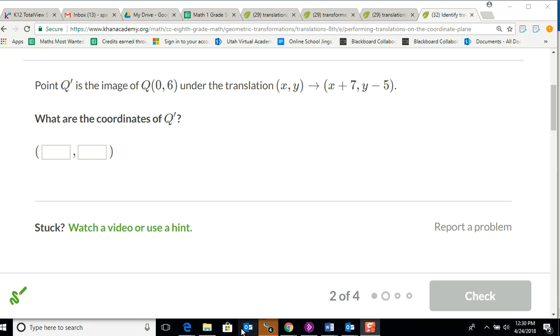So this is question number 5 on your piece of paper. It says point Q' is the image of point Q, but it's going to be the translation of the point, basically. So the translation of point Q is the image of Q, 0, 6, under the translation to the right 7 and down 5. So if we take the x and we let that be 0, 0 plus 7 is 7. And if we take the y and we let that be 6, 6 minus 5 is 1.